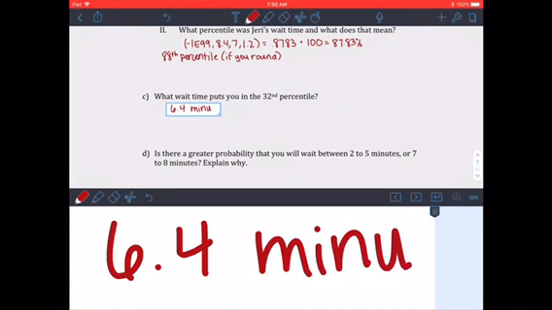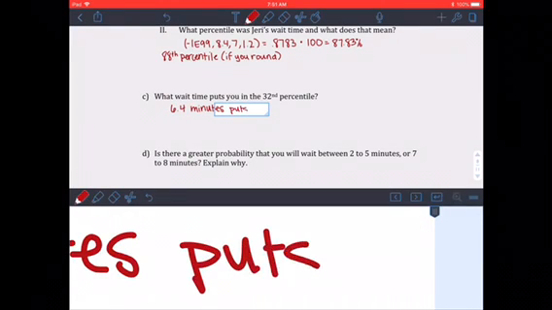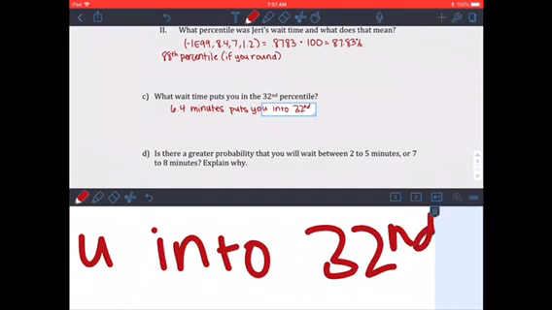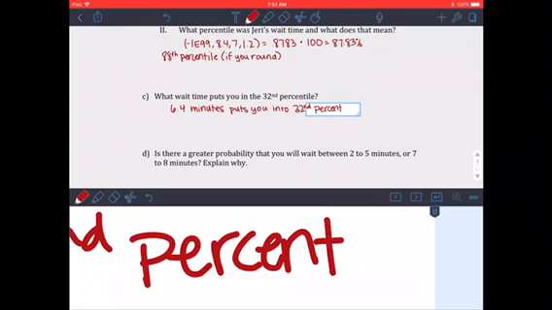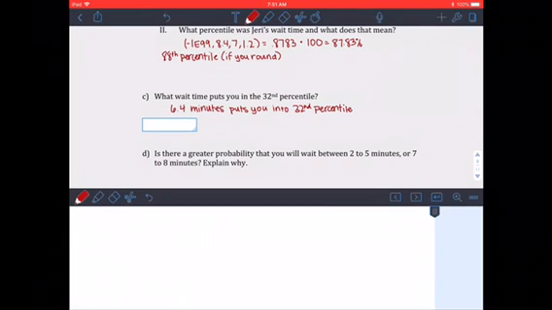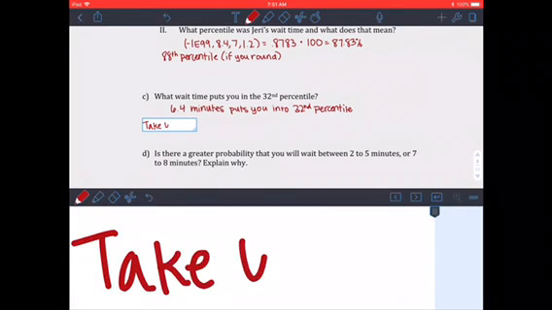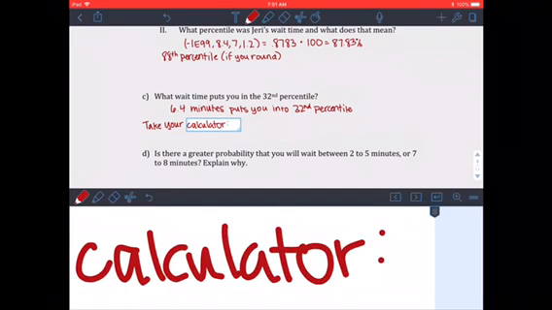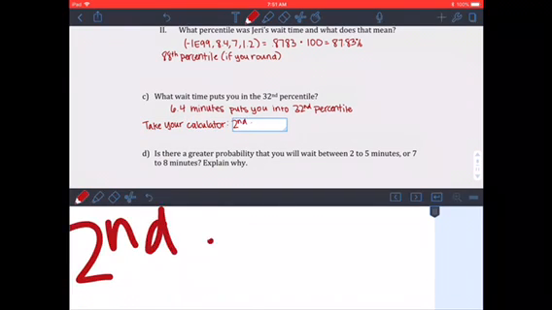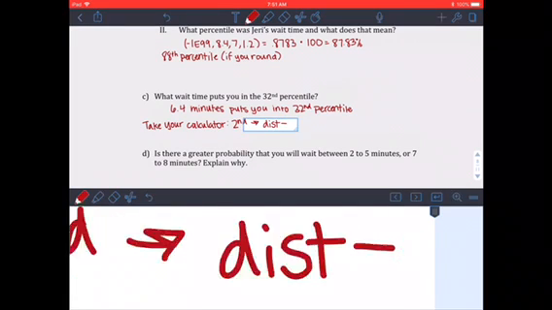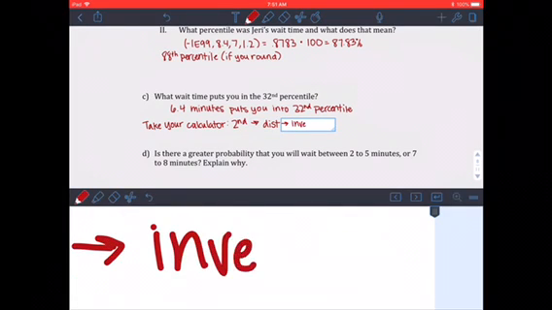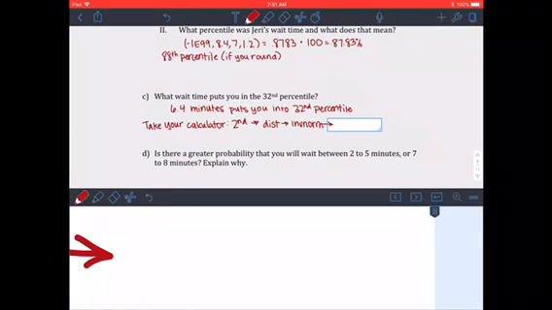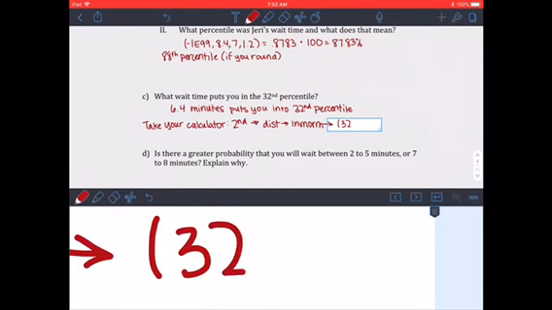In section C, it asks us for the wait time that will put us into the 32nd percentile. This question seems tricky, but isn't. When in the distribution function of your calculator, select the inverse normal function. You will then put in your percentile, the mean, and the standard deviation. Once you plug in 32 as your percentile, 7 as your mean, and 1.2 as your standard deviation, hit enter, and you should get 6.4. This means that only 32% of people had a 6.4 minute wait time or less.